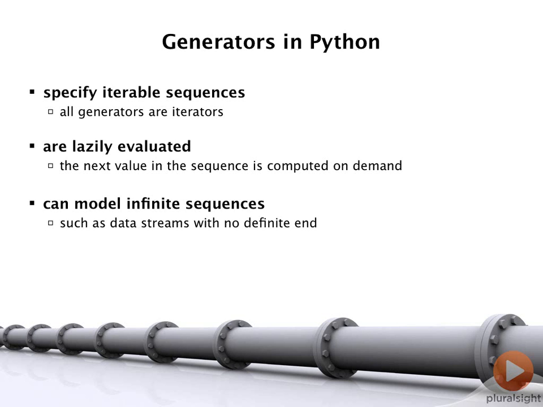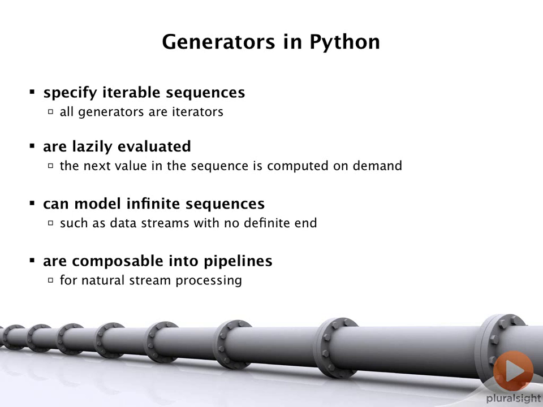This important property allows them to model infinite sequences of values with no definite end, such as streams of data from a sensor or active log files. By carefully designing our generator functions, we can make generic stream processing elements which can be composed into sophisticated pipelines.